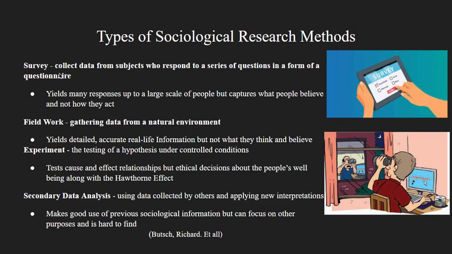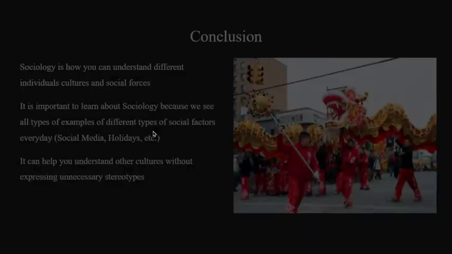And types of research methods include surveys, which collect data from respondents who answer a series of questions in the form of questionnaires; fieldwork, gathering data from the natural environment; experiments, the testing of hypotheses under controlled conditions; and secondary data analysis, using data collected by others and applying new interpretations. I prefer the survey for my research because it's more efficient at collecting more information from many individuals.